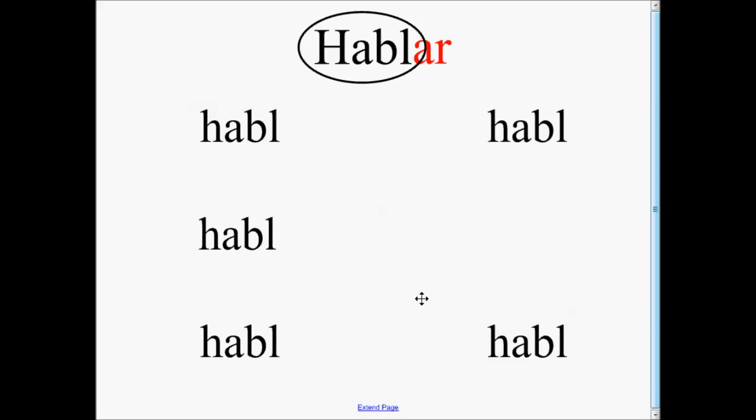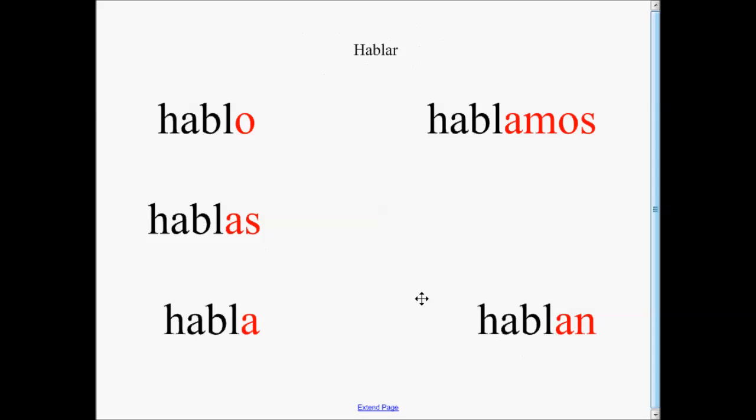Now we're ready to conjugate the verb. Remember, each subject has its own specific ending. For yo, we use O. So for the subject yo and hablar, we say hablo. Tú hablas. Él, ella, usted habla. Nosotros hablamos. Ellos, ellas, ustedes hablan.